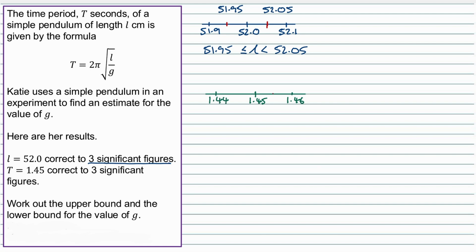So the upper bound would be halfway here, 1.455, and the lower bound would be halfway on the other side, 1.445. So T must be less than 1.455, but greater than or equal to 1.445. And these are the upper and lower bounds for T.